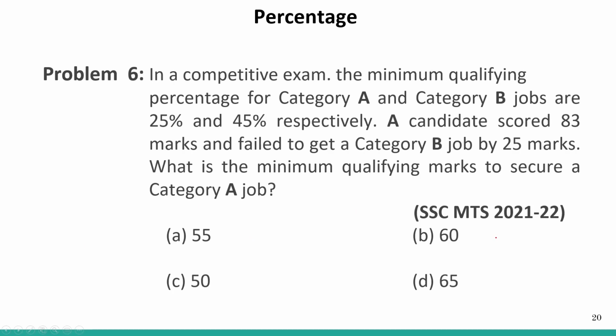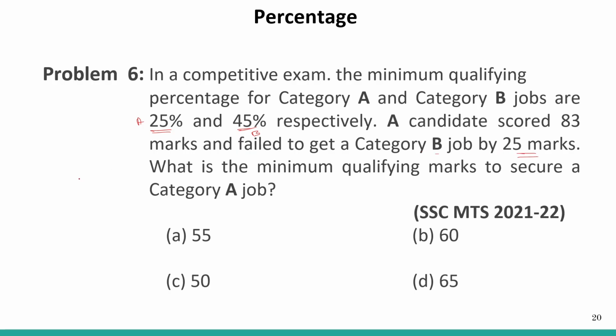In a competitive exam, the minimum qualifying percentages for category A and category B jobs are 25% and 45% respectively. A candidate scored 83 marks and failed to get a category B job by 25 marks.